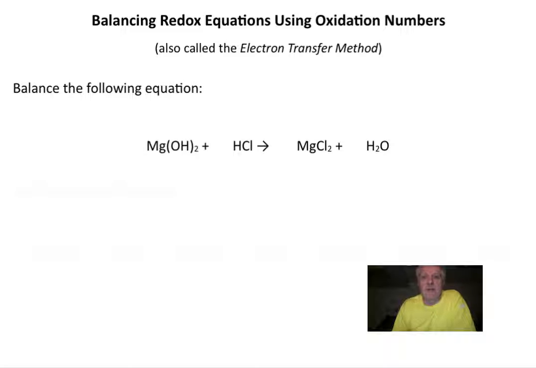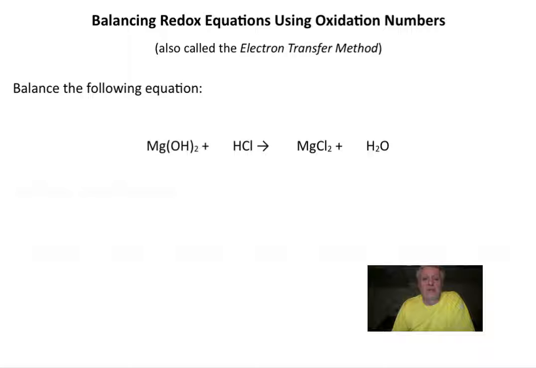Okay, so this is the first video dealing with balancing of overall redox equations. We've already looked at balancing half reactions, but now we're looking at the whole thing. So the first type of balancing we're going to look at is balancing by assigning oxidation numbers. This is sometimes referred to as the electron transfer method.